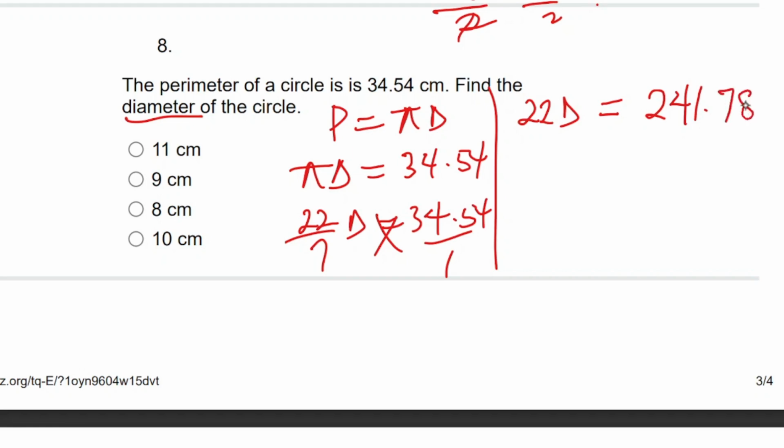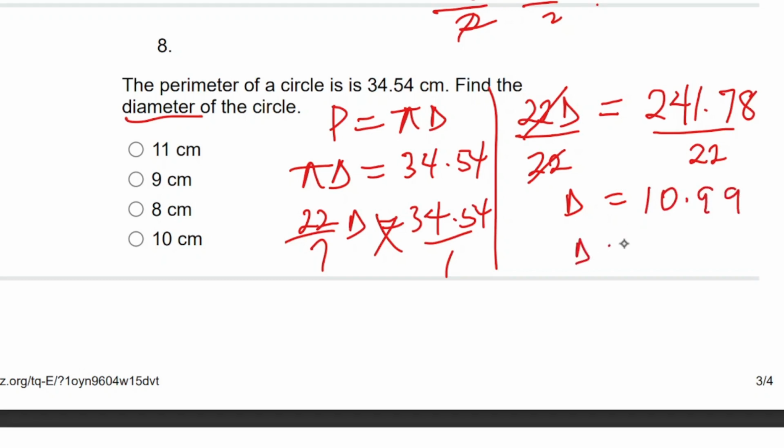So that gives us 241.78. The next step is to divide both sides by what? By 22. So 22 cancels 22, so the diameter is 241.78 divided by 22. This will give us 10.99. You cannot pick 10, because if you approximate, this will give you 11. So that will be 11 centimeters. I hope this is very clear.